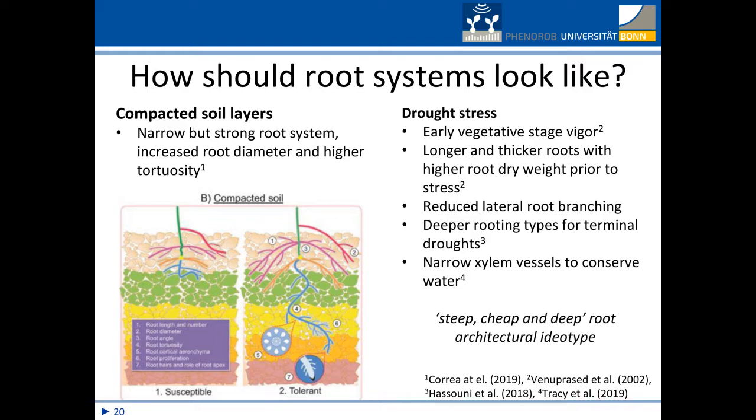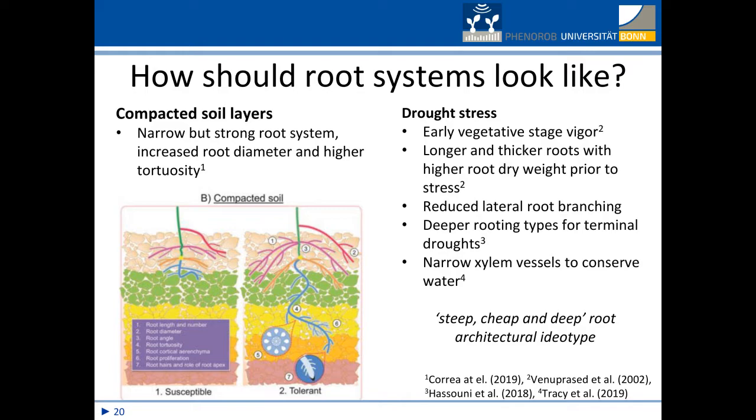And what's favorable in case of drought stress? Growth vigor in the early vegetative stage, but also longer and thicker roots with a higher root dry weight prior to stress are favorable. Some studies report of a better behavior of the genotypes with a reduced lateral root branching or with narrow xylem vessels to conserve water.